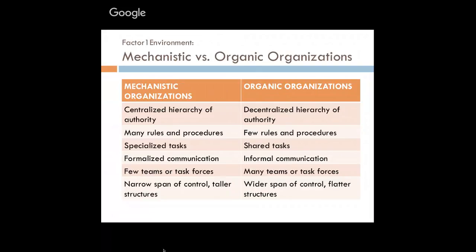An organic organization, on the other hand, may have an autocracy culture where a lot of innovation happens. But innovation can only happen if the organization doesn't have too many rules and procedures, and if the organization has decentralized decision-making. Why does decentralized decision-making help in quicker decision-making? Because think about it.